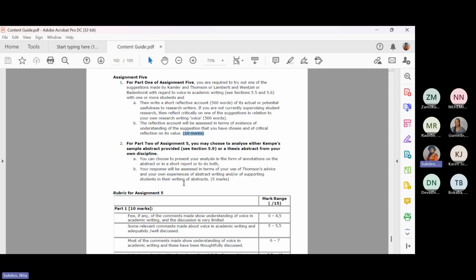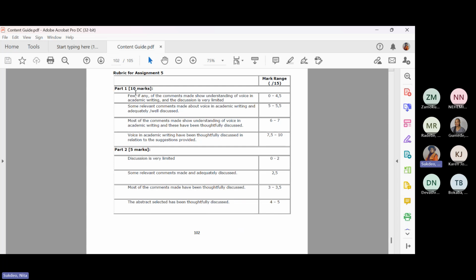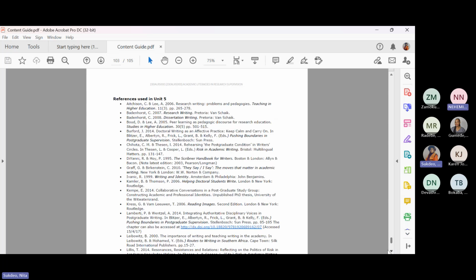And then your response will be assessed in terms of your use of Thompson's advice and your own experiences in abstract writing, and how you support your students in abstract writing. And that is for 5 marks, giving you a total of 15 marks, with a rubric allocated to show you where to get the most marks. All right? Any questions up until this point?